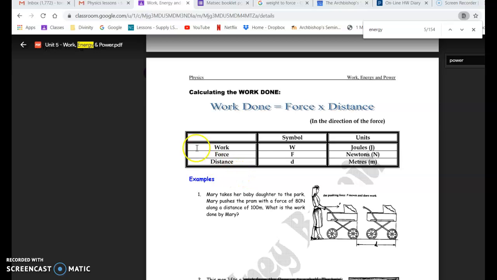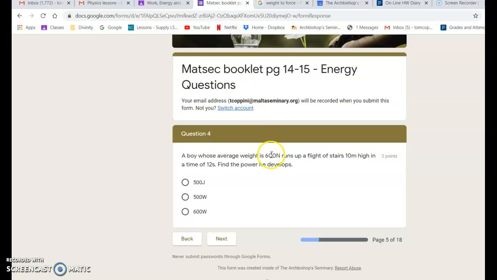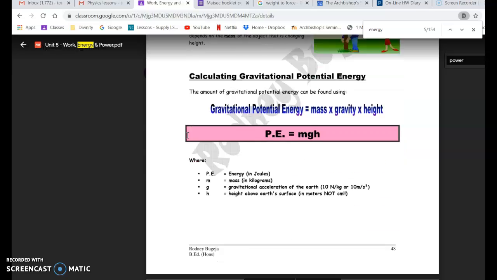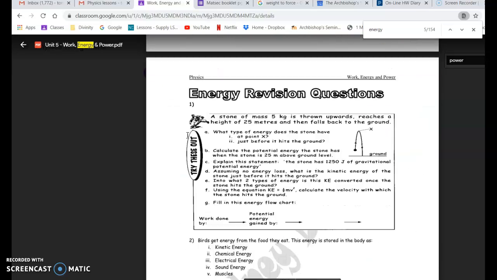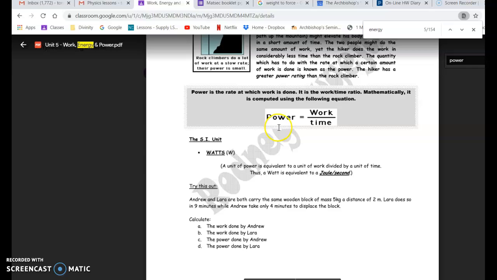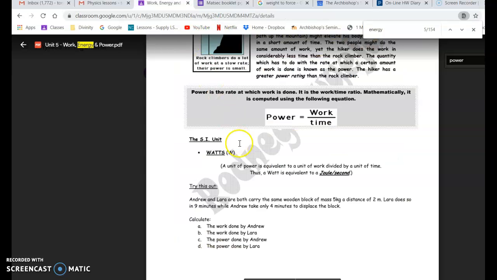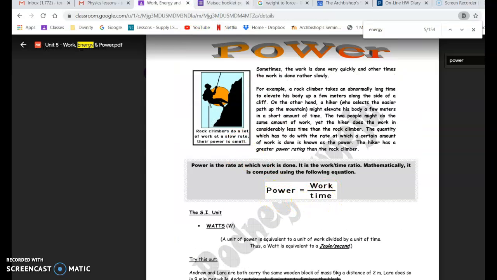So, as we have seen before, work done is equal to force times distance. So, you have the force and you have the distance. So, the first thing you have to work out is the work done, because we know that power equals work done all over time. So first we have to find the work done, which is 600 times 10, because it is the force times the distance.